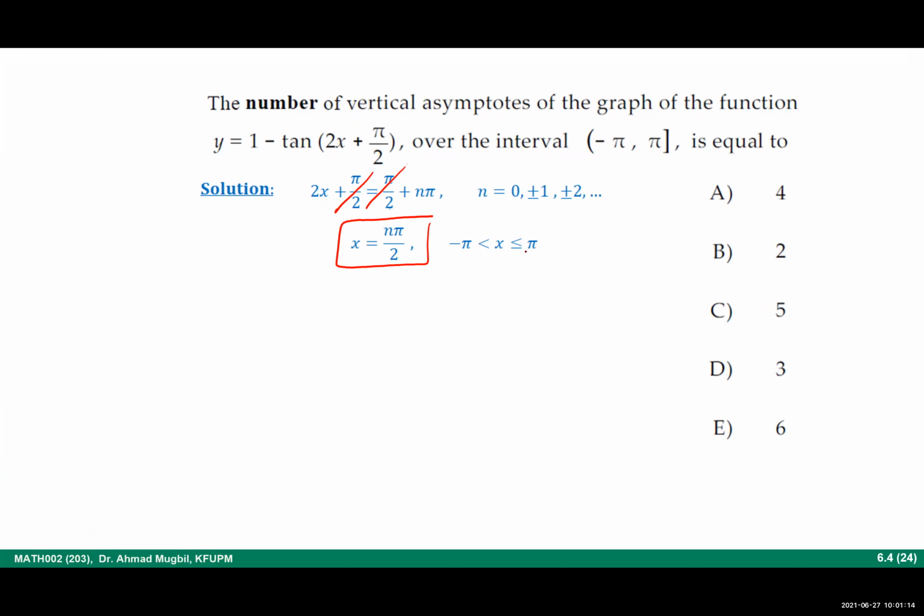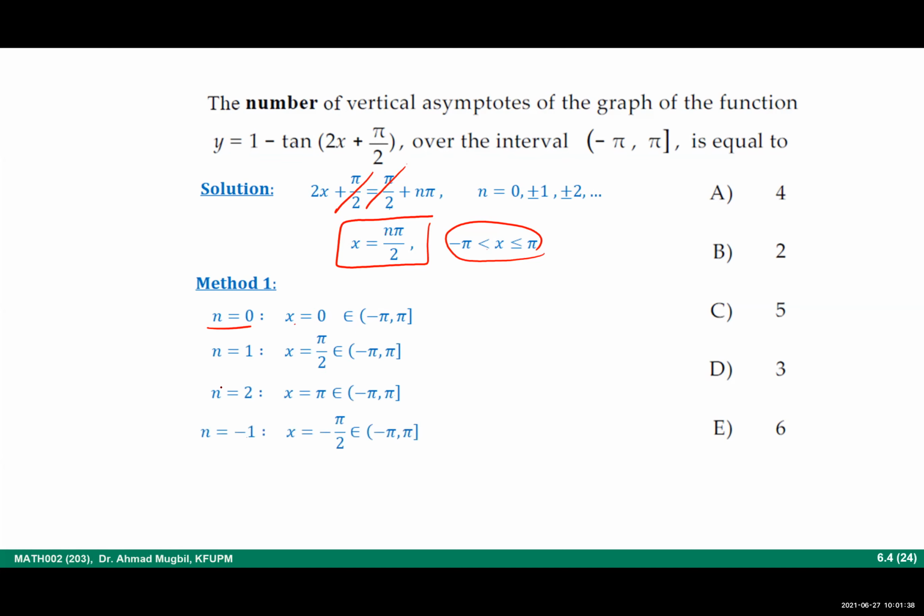We don't need all of them. We need just the ones that are strictly greater than negative pi and less than or equal to pi. So one way is to start trying n equals 0. If n equals 0, what will you have? 0. It is in. n equals 1 will be pi over 2. It is in. You will stop at n equals 2. Notice at n equals 2, we obtain pi, which is the end of the interval. Khalas. Don't try n equals 3, because for sure it will be greater than pi. It will be out of the interval.